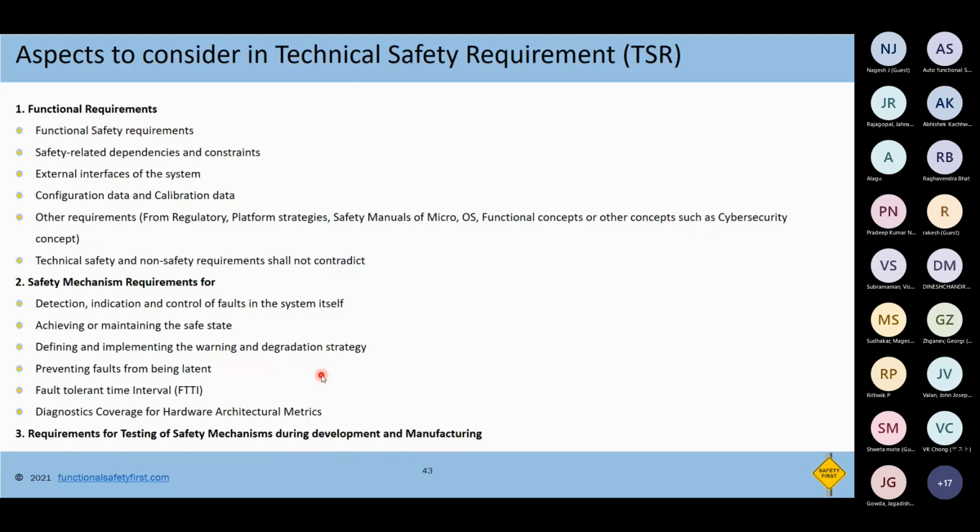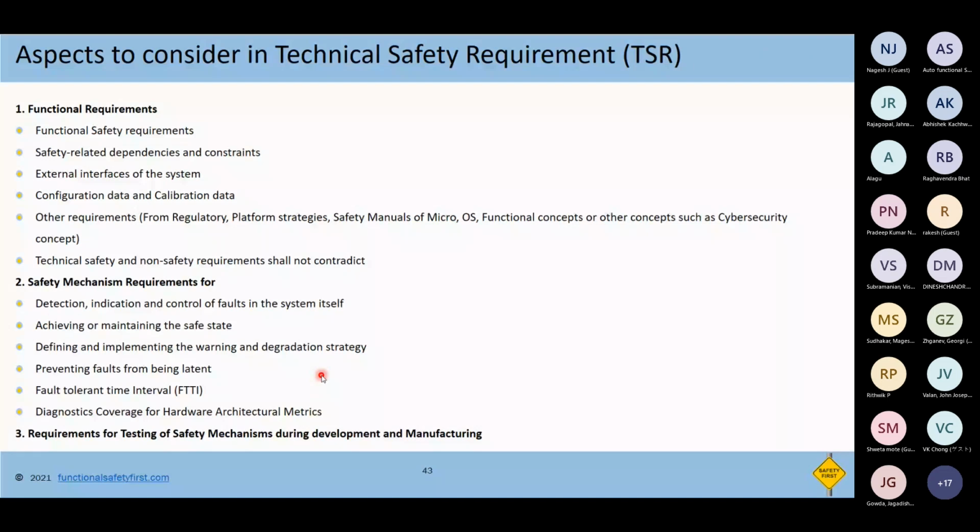And more importantly, as we get functional requirements for functional safety specific as well as product specific from the OEM, when we derive technical safety requirements, they should not contradict our normal non-safety requirements. So both have to be aligned. That is one main important thing. And when it comes to the safety mechanism related requirements, we need to ensure we have detailed requirements for each and every safety mechanism to detect, to notify or to control it, and once the fault is detected, how are we going to achieve the safe state?